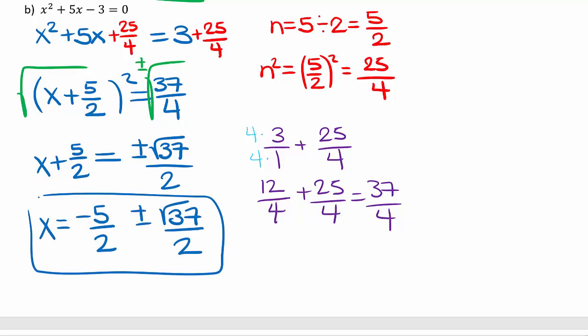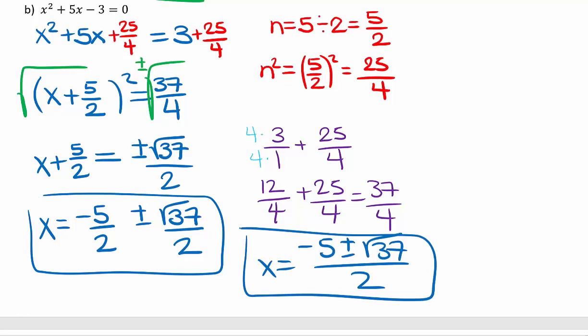Finally, to finish, I subtract the 5/2. Doesn't matter if you put that in the front or in the back of your answer. And that's it. You can leave your answer like this. Because you happen to have a common denominator of 2, if you want, you can combine it into a single fraction. Minus 5 plus or minus root 37 over 2. But you can't combine the minus 5 and the root 37. Those are not like radicals.